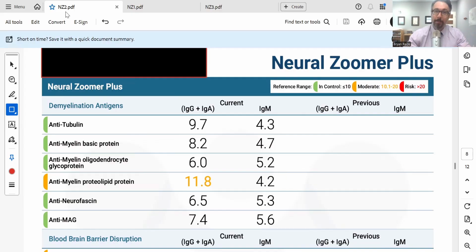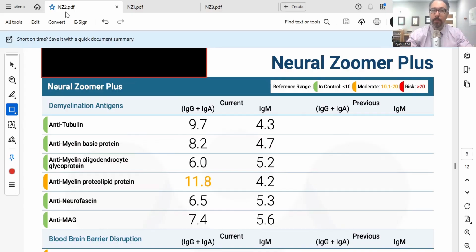Again, not giving medical advice, just talking anecdotally here, or just talking academically. But this might be a really great time to run a NeuralZoomer Plus test in a patient like that to see what comes up. And if this demyelination section comes up lighting up like a Christmas tree, or maybe not like a Christmas tree, but if we saw a bunch of orange in the IgG, IgA, or IgM section, we'd say, well, that's not super high levels, but we probably shouldn't be seeing those demyelination antigens.